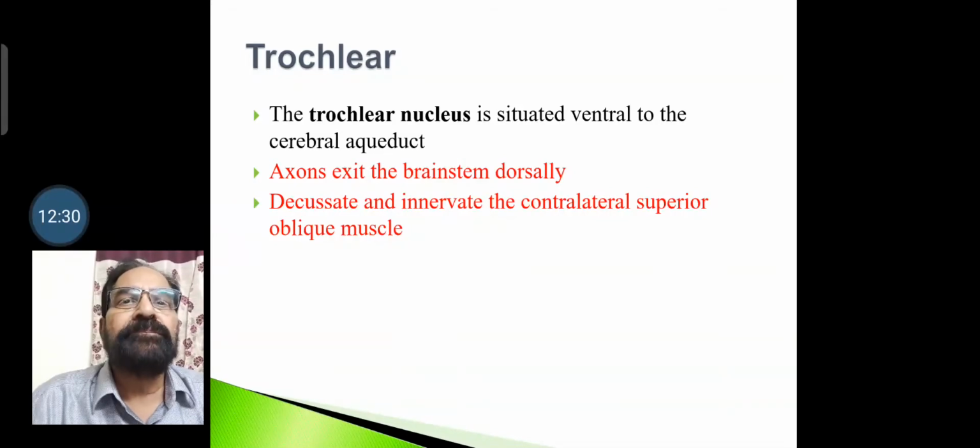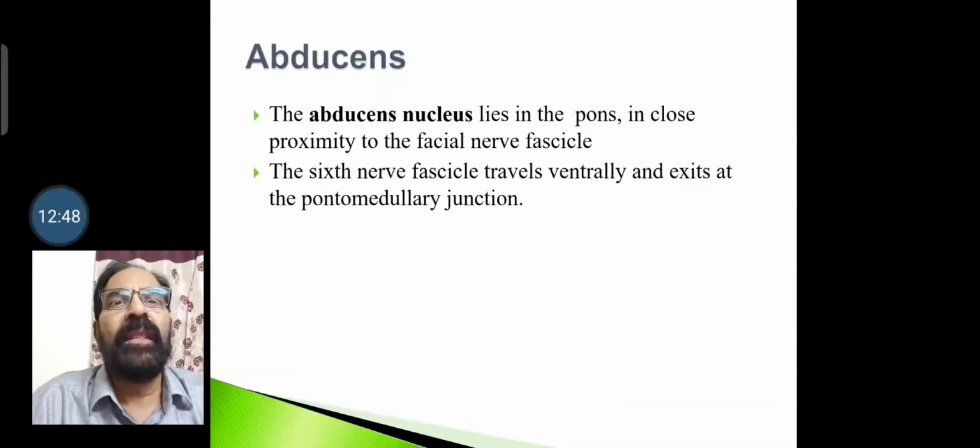Then coming to trochlear nerve. The trochlear nerve is situated ventral to cerebral aqueduct. Axons exit the brainstem dorsally. They decussate and innervate the contralateral superior oblique muscle. Abducens. Abducens nucleus is in the pons. It is very close to the facial nerve nucleus. The 6th nerve travels ventrally and exits at the pontomedullary junction.